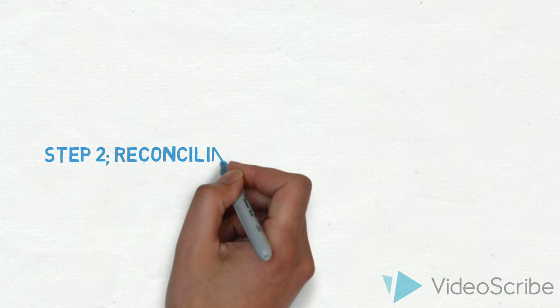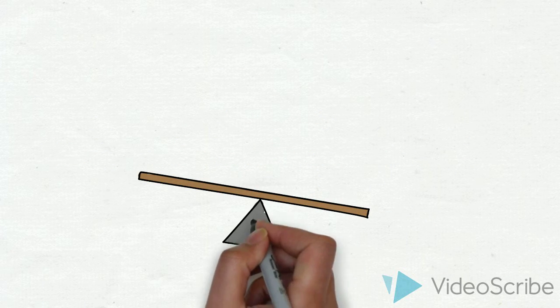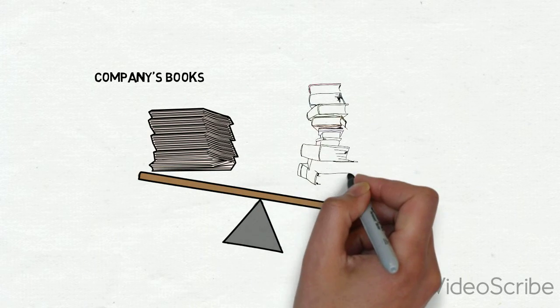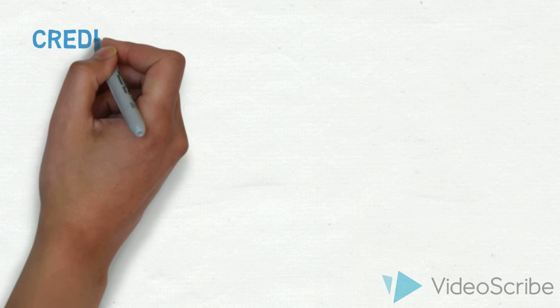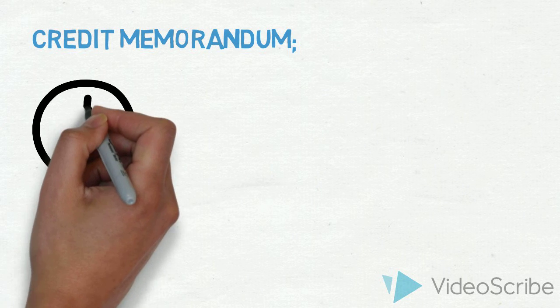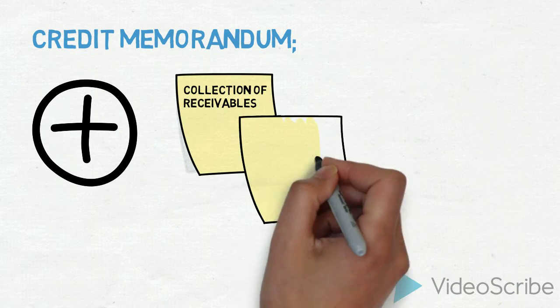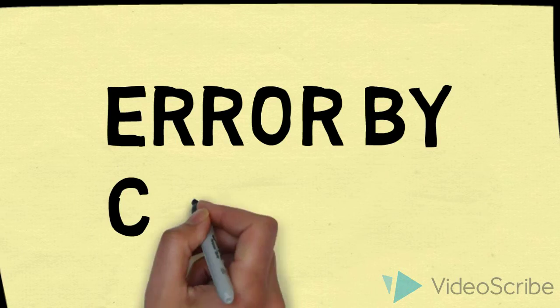Step 2. Reconciling the company's book balance. The second step is to adjust the cash balance reported on the company's books to the actual cash balance. A company's book balance may differ from the actual cash balance, so the following adjustments are made. The first one is a credit memorandum, which is an addition to the cash balance on the bank statement for items such as a collection of receivables, the collection of interest or notes, or errors made by the company.